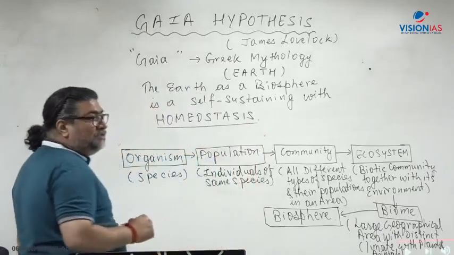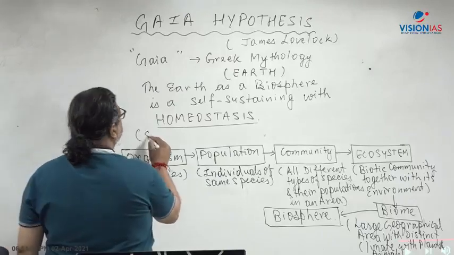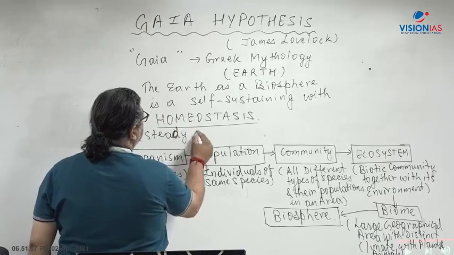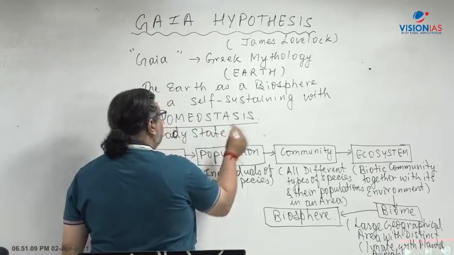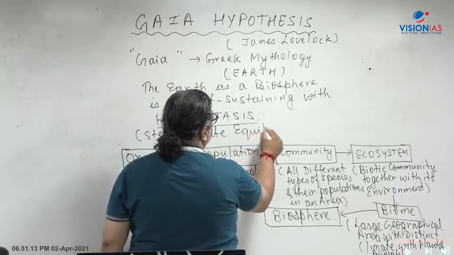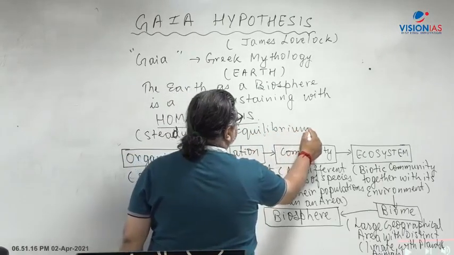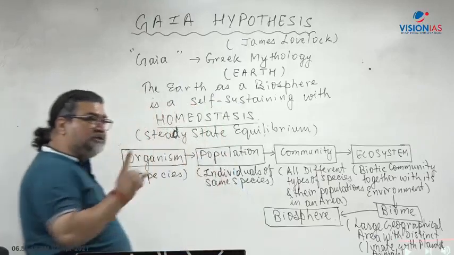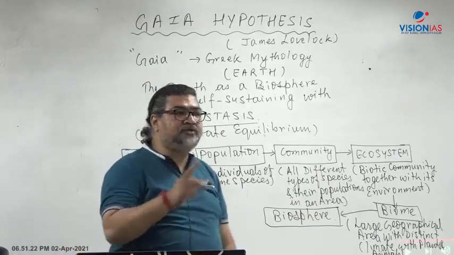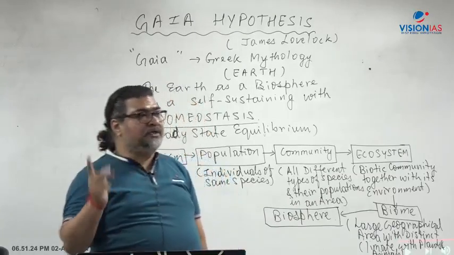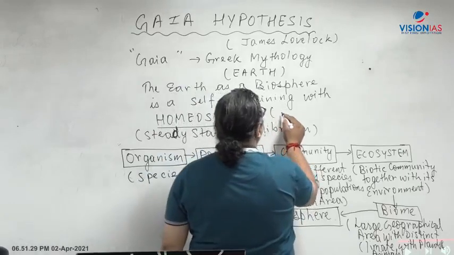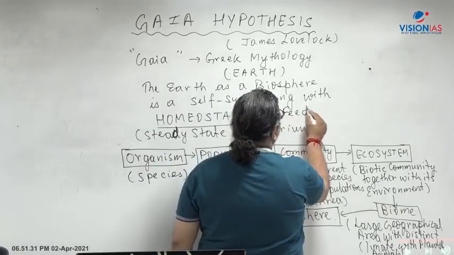And this homeostasis is the steady state equilibrium, maintained through feedback, of all the life processes. All life processes which happen on the Earth, the carbon cycle, water cycle, nitrogen cycle, all the food chains, food webs, the cycling of energy and matter, everything happens through homeostasis, where you have a feedback mechanism.